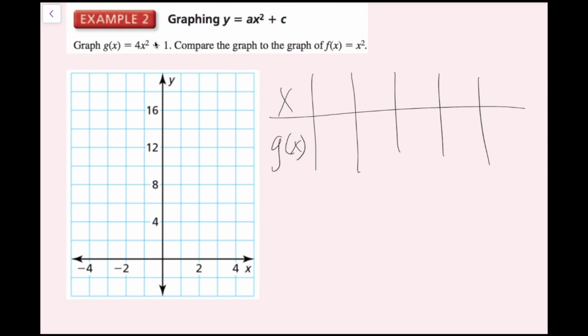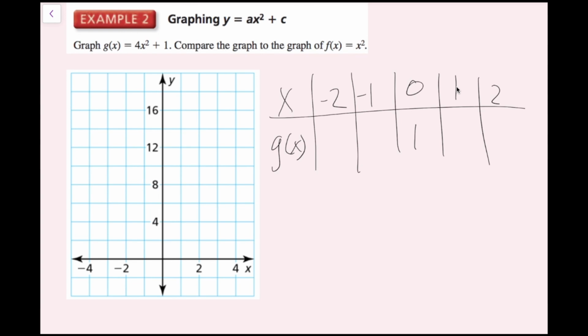Okay. So for g of x, well, there's no b term, so I know the x value of my vertex is going to be 0, and then my y value is going to be this 1, because if I plug 0 in, this whole term drops out, and then my output is going to be 1, so it's going to be 0, 1, and then I'm going to surround my points. So I'll do 1 and 2, and then -1 and -2. Okay, and now I'm going to plug my values in.